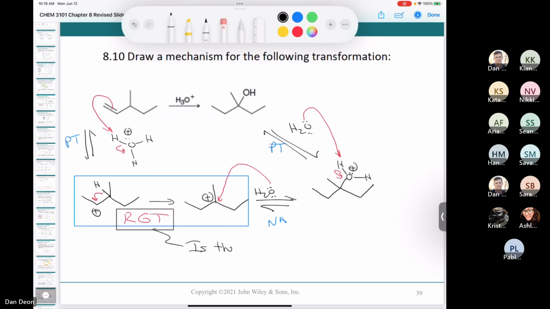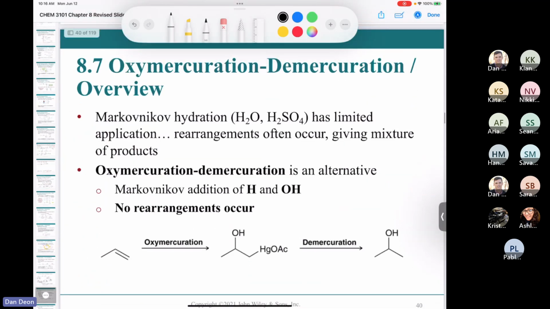Is there a way to avoid this? And the answer is yes, there is a way to do that, okay? It's using a reaction called oxymercuration demercuration. So I'll put yes, C, chapter 8.7, okay? So we're going to go to the next section, which deals with oxymercuration demercuration, okay? It's just a way to do the Markovnikov addition of water across a double bond, but we avoid carbocation rearrangements.